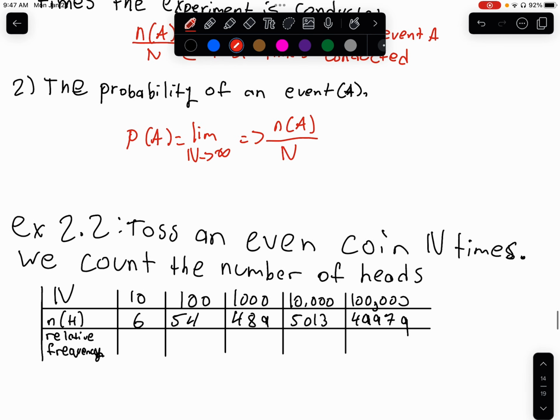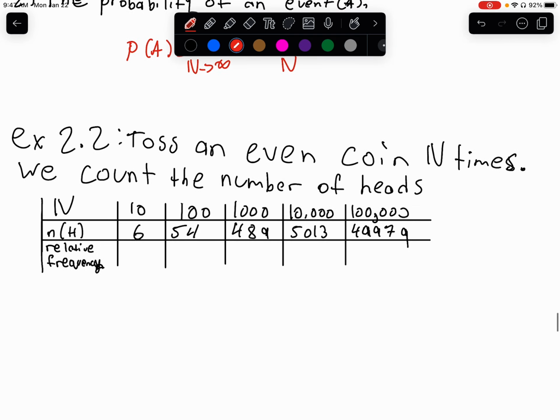As we scroll down, we can go over Example 2.2, which is a toss of an even coin a number of times. We count the total number of heads that appear. We have n, which is the number of times the coin is flipped: 10, 100, 1,000, 10,000, 100,000. The number of heads is 6, 54, 489, 5,013, and 49,979. For example, we can do 6 out of 10, which gets us 0.6.